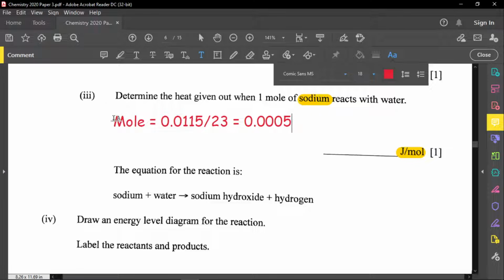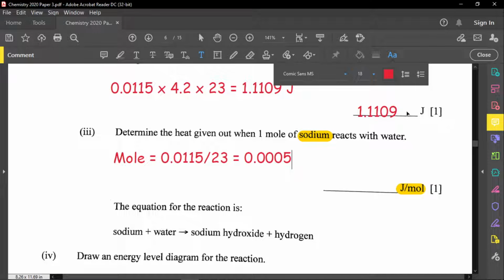Since you have the moles, you can divide the energy we calculated earlier. Notice the unit is joules per mole, so we divide the energy, 1.1109, by the moles we just calculated, 0.0005, and that equates to our joules per mole, which is 1.8.